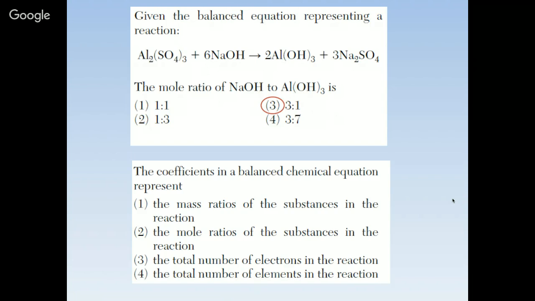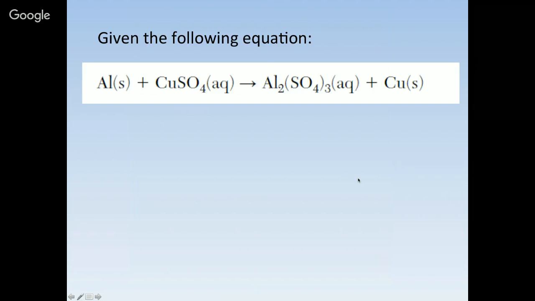Okay, so I'm seeing a little bit of disagreement. Okay, so the correct answer is 2, the mole ratios of the substances. We always call these the coefficients, but remember they do represent the moles in the equation. So we're able to figure out the mole ratio based on the balanced equation. Remember, you first need to balance before you can do any of this. Great job.